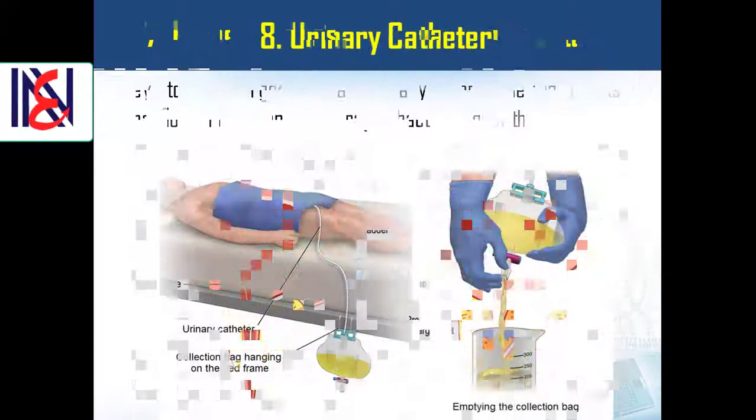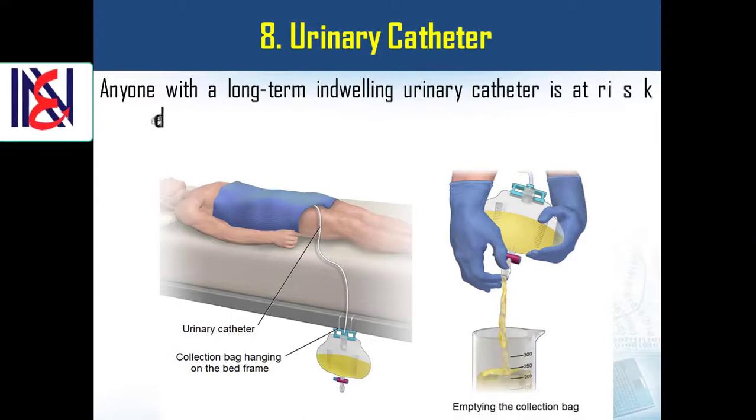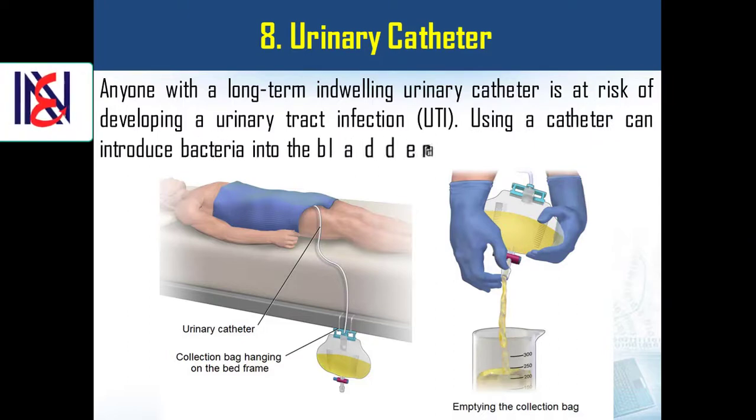8. Urinary catheter. Anyone with a long-term indwelling urinary catheter is at risk of developing a urinary tract infection. Using a catheter can introduce bacteria into the bladder and cause a urinary tract infection.